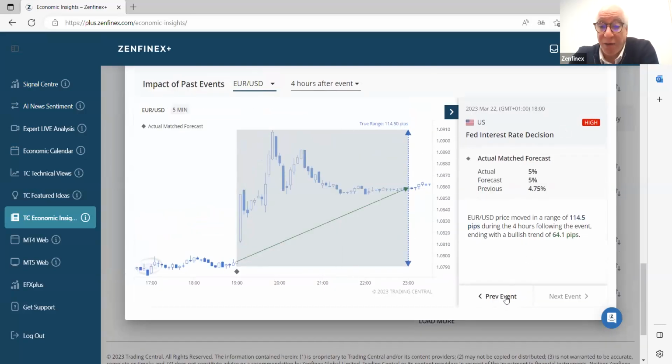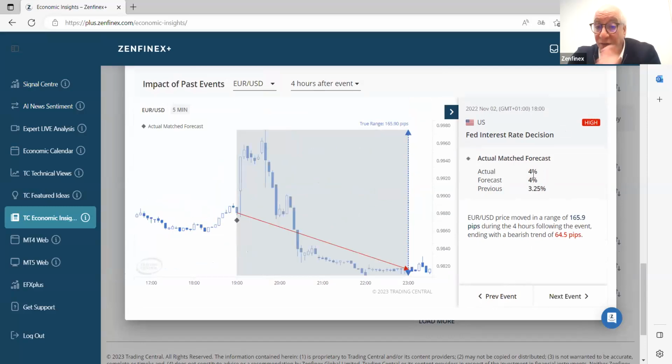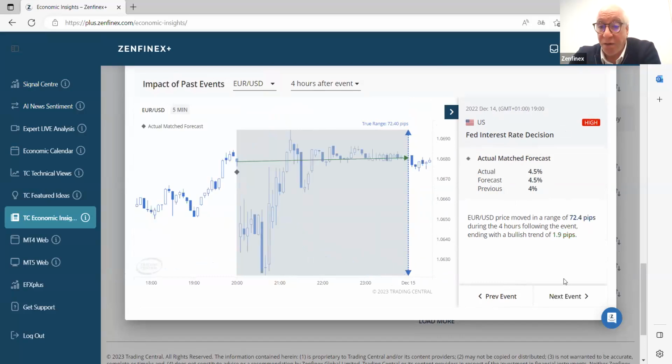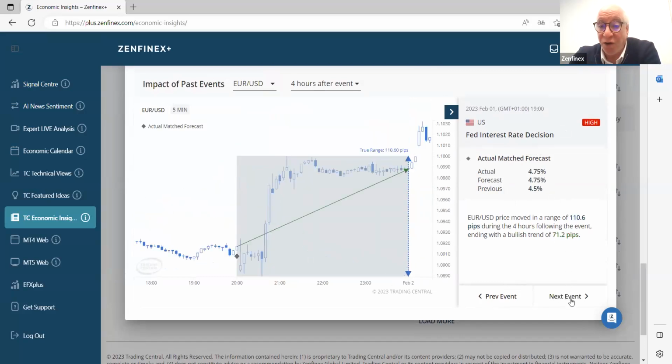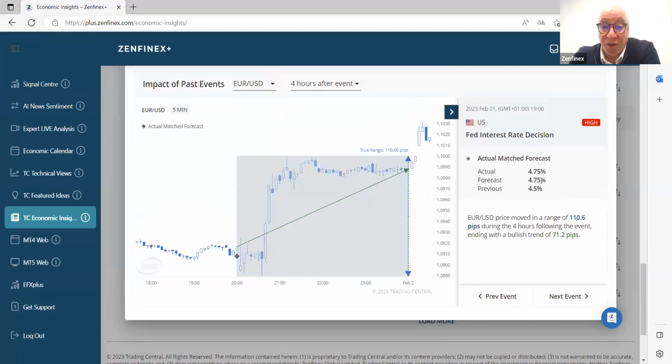Let's go back a little bit further to another previous one. Let's look at one where the forecast was greater than. So they're all kind of hitting forecasts. This one was November, December. So they're pretty good at forecasting what it's likely to be, right? March, they forecasted 5, it went to 5. February, they forecasted 4.75, it went to 4.75.